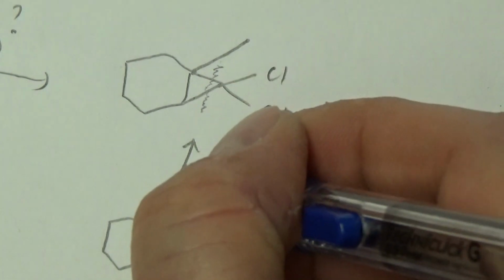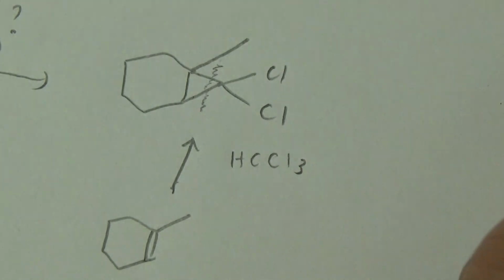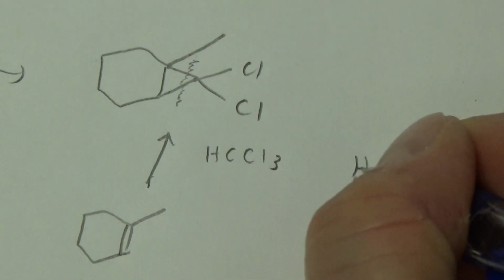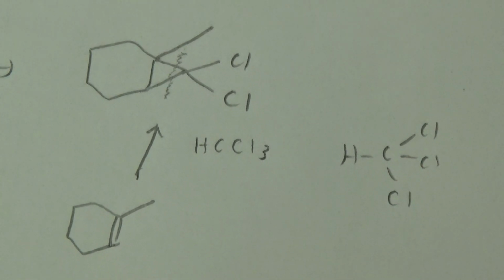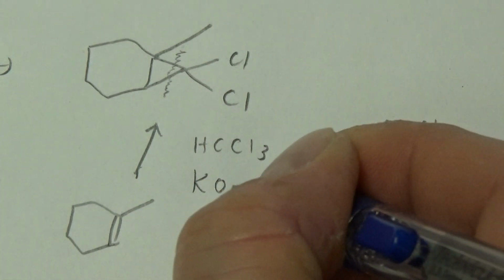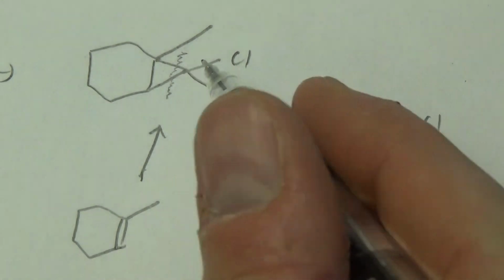And then what's the reagent? It was HCCl3, or CHCl3. The drawing as is is possible too. It's just an H and a C and 3 Cls. Chloroform. And then it's a strong base like KO-tert-butyl. Nice strong base. That is the way to turn an alkene into a dichlorocyclopropane.